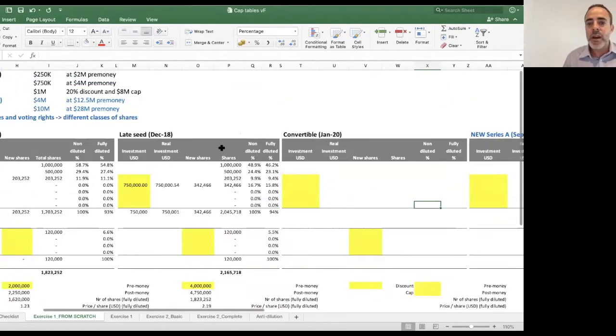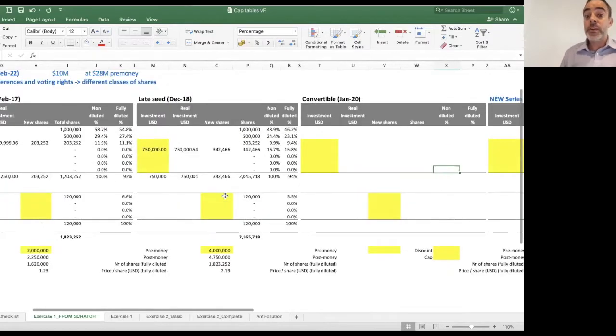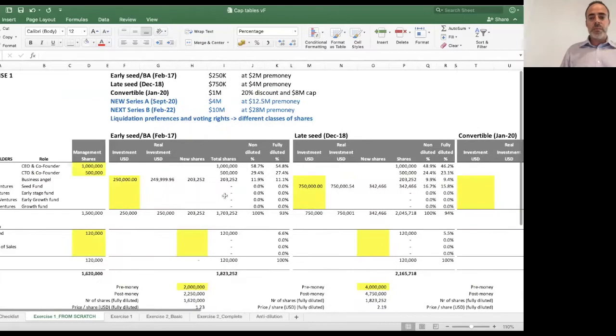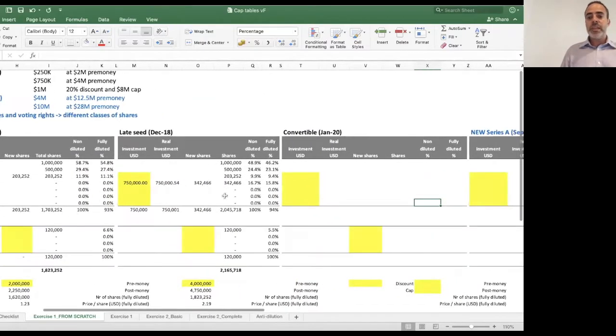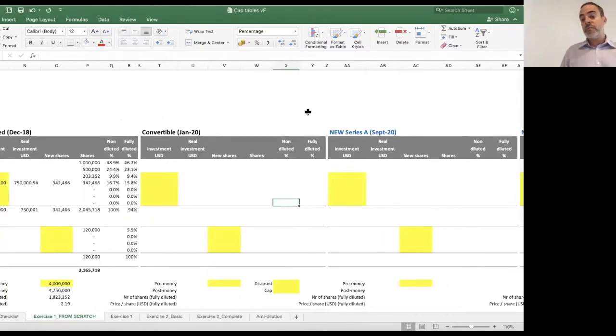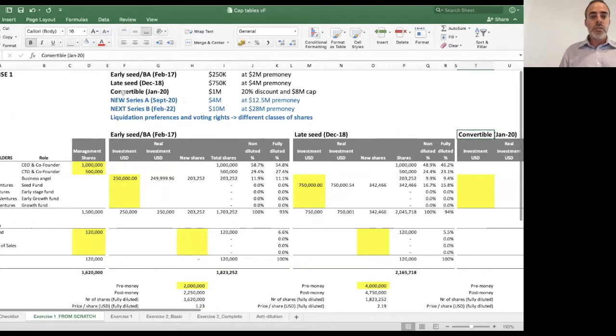Okay. So now we have a convertible. Now we have a different case. In the convertible, I'm going to put it here because at some point it will convert. But before it has converted, there's no shares. Those investors don't have any shares. Okay, so the convertible is 1 million at a 20% discount and 8 million cap.